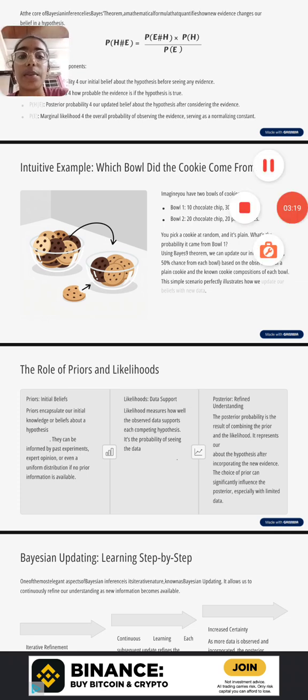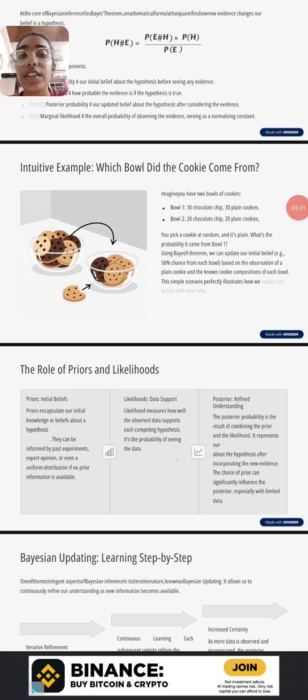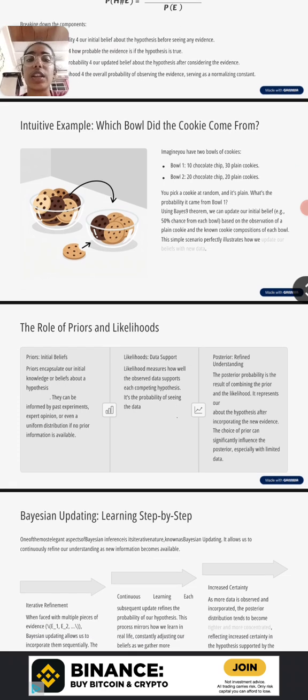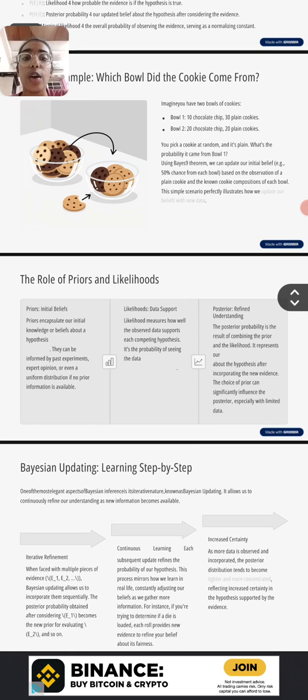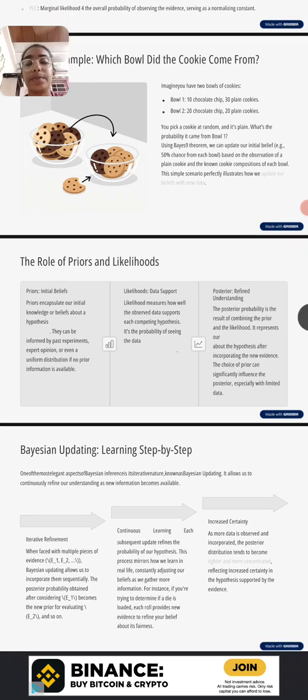Next is an intuitive example: which bowl did the cookie come from? Imagine you have two bowls of cookies. Bowl 1 has 10 chocolate chip and 30 plain cookies. Bowl 2 has 20 chocolate chip and 20 plain cookies. You pick a cookie at random and it's plain. What's the probability it came from bowl 1? Using Bayes' theorem, we start with an initial belief of 50% chance from each bowl, then update based on the observation of a plain cookie and the known cookie compositions of each bowl. This simple scenario illustrates how we update our beliefs with data.